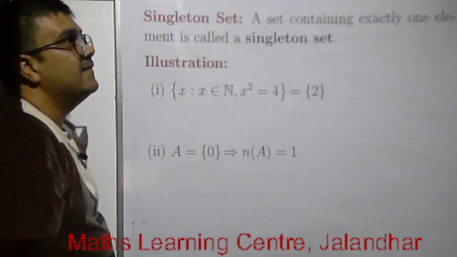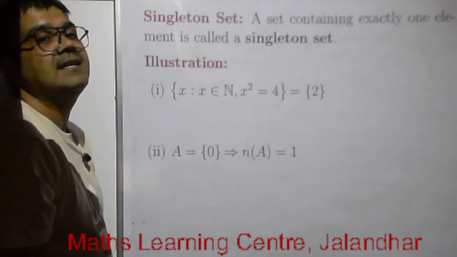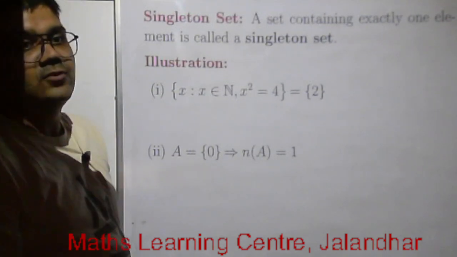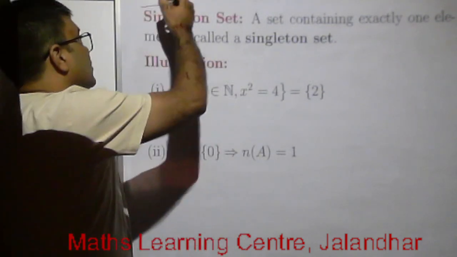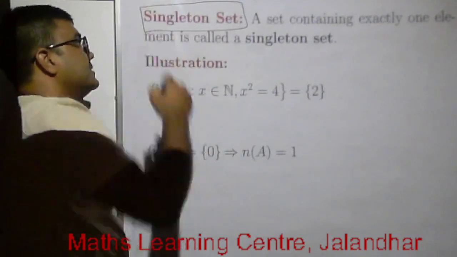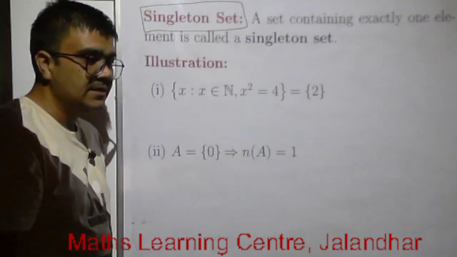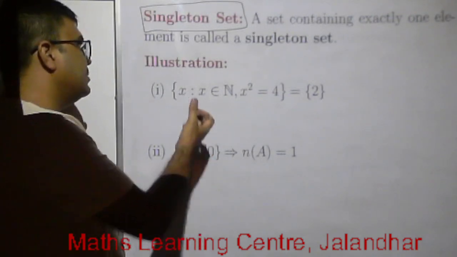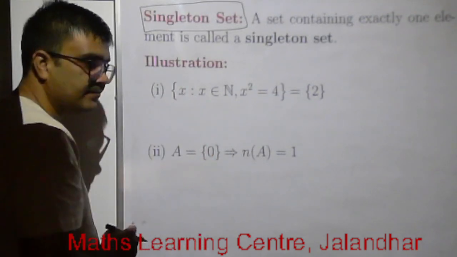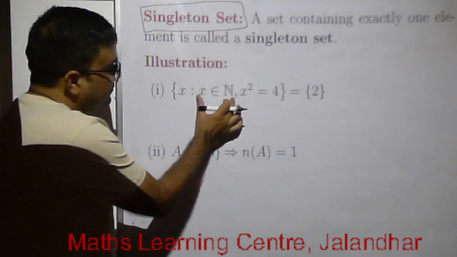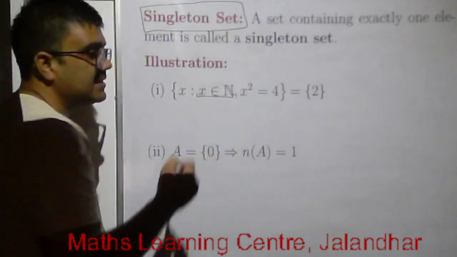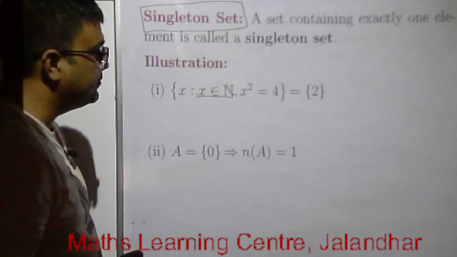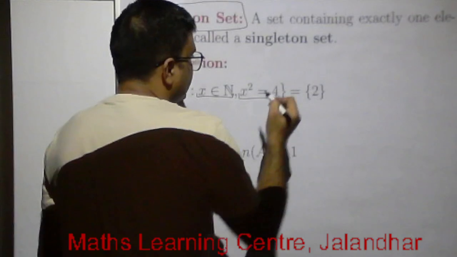The first example we have is the set with a single element. The sets that have only one element are called singleton sets. Simple. A singleton set means a set with only one element. An example is given over here. We are talking about x. What property is x satisfying? One property that x is satisfying is that x is a natural number, and x square is equal to 4.